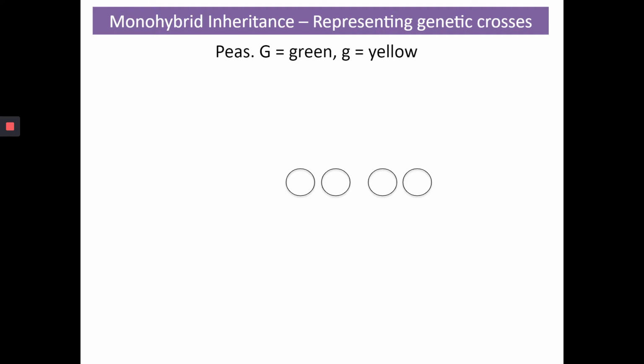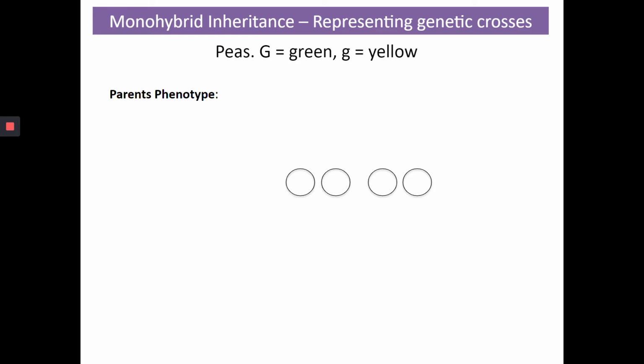Now let's see how to approach genetic cross questions step by step. So let's say that there are two pure breeding pea plants Mendel has selected, and the dominant pea plant is green in color. That means here he has taken seed color. So the dominant seed color is green and the recessive seed color is yellow, represented by capital G and small g.